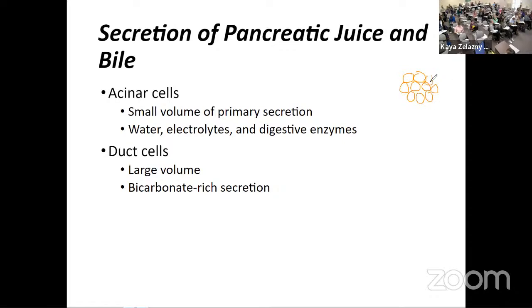So we're going to have some of those cells. And then we're going to have a duct where we have stuff travel. And there are also duct cells.